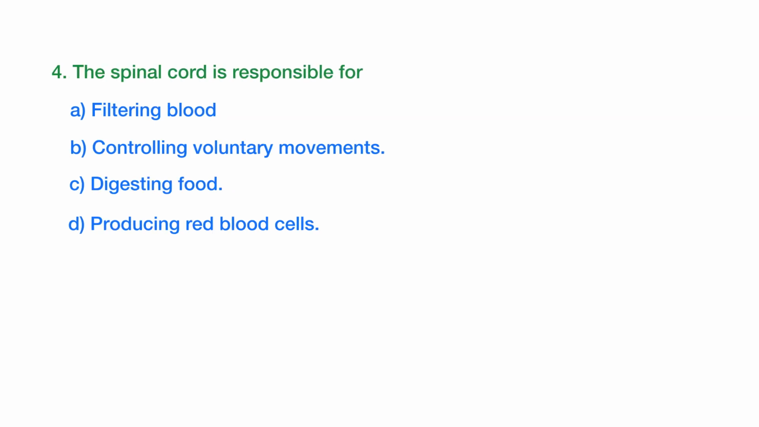Next question, the spinal cord is responsible for A. Filtering blood, B. Controlling voluntary movements, C. Digesting food, D. Producing red blood cells. The answer is B, controlling voluntary movements. The spinal cord transmits signals between the brain and muscles, coordinating the voluntary muscle movements.